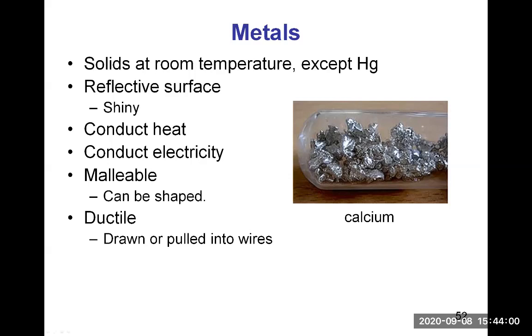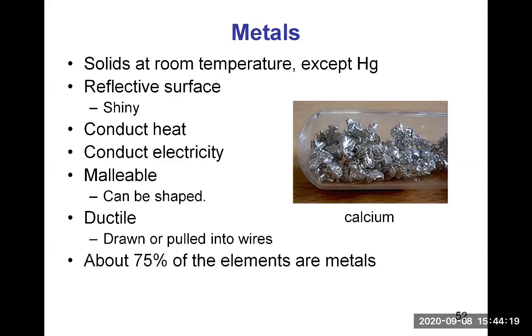Metals are ductile, which means they can be drawn or pulled into wires. So they can be pulled into wires, like the copper wires in electrical wires, or copper pipes for plumbing. So metals are ductile like that. About 75% of the elements are metals, right? You saw that most of the elements are to the left side of the stair steps, and that makes them all metals. So they are found on the left of the jagged line.